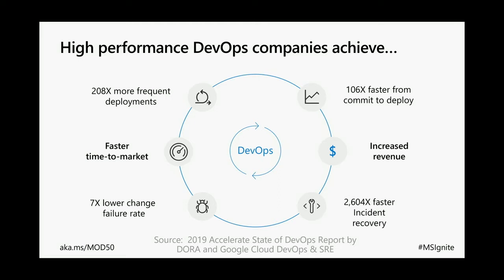Now, if you don't have a good DevOps system, that probably scares the heck out of you, because 208 times more deployments, how can you actually keep track of all those? But if you notice, interestingly as well, they have a 7 times lower change failure rate. So they have less errors and way more activity.